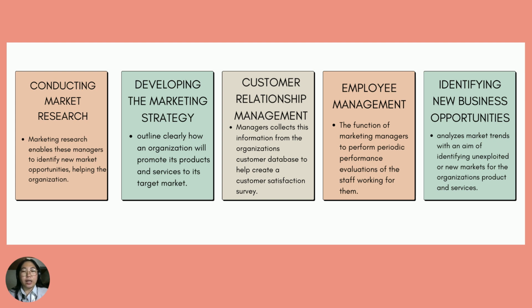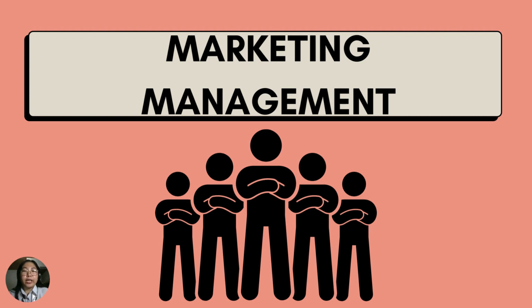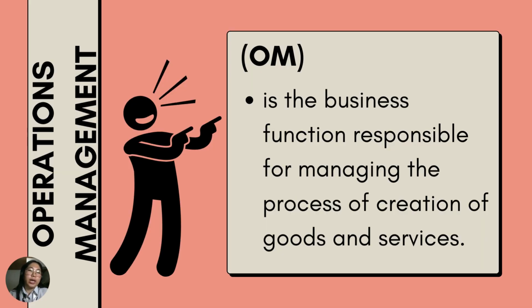Employee management. So the function of marketing management is to perform periodic performance evaluation of the staff working for them. So they assign different duties and set targets for their departmental staff. And last, identifying new business opportunities. Some of the marketing managers analyze the market trends, or they should, with an aim of identifying unexploited or new markets for the organization's products and services. So that is our marketing management sector.